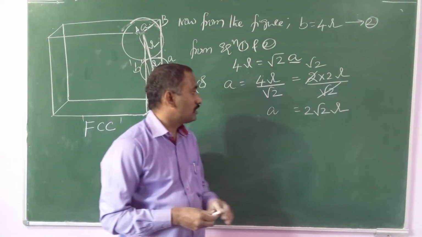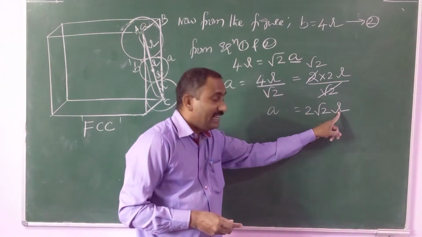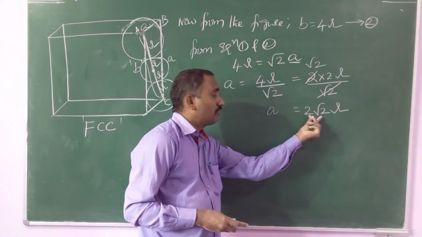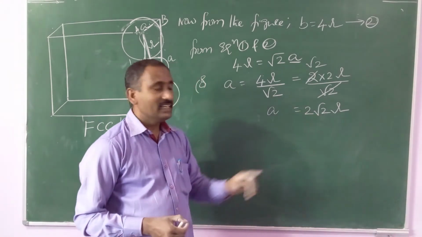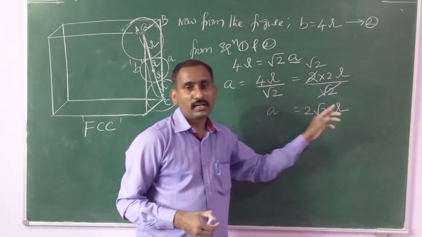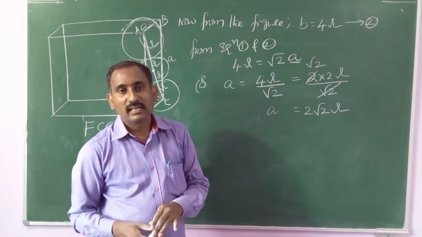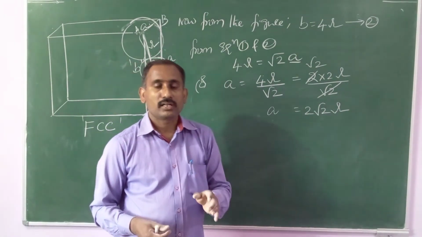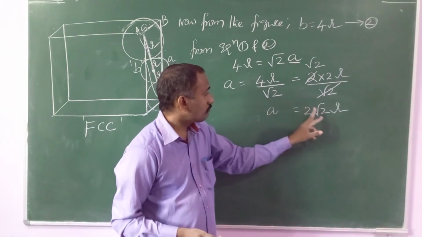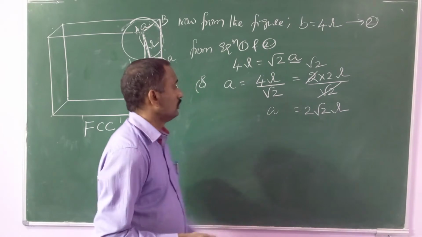Sometimes in objective exam, for FCC radius they will give and edge length they will ask. Hence, direct shortcut formula you should remember. For FCC, relation between edge length and radius, A equals 2 root 2 R. After completion of all the three derivations, all the shortcut formulas I will give at one place.